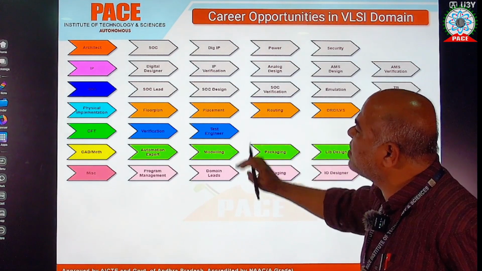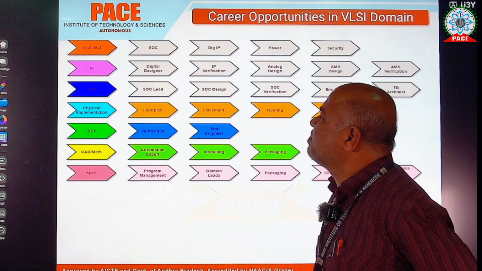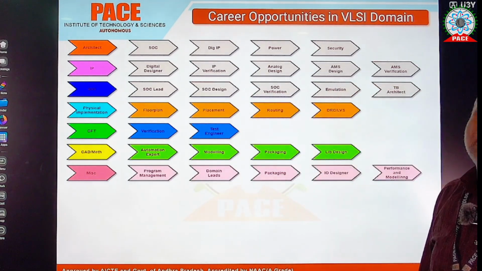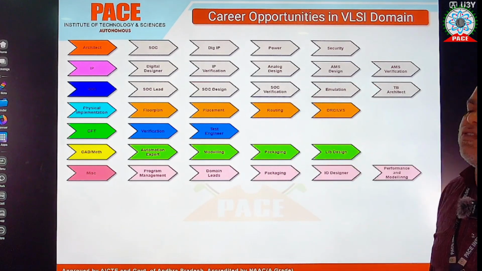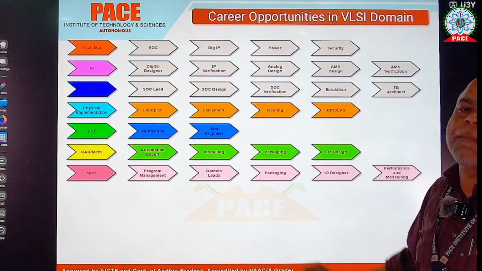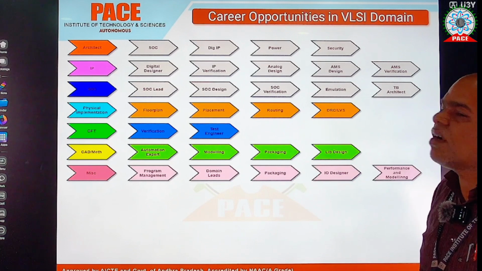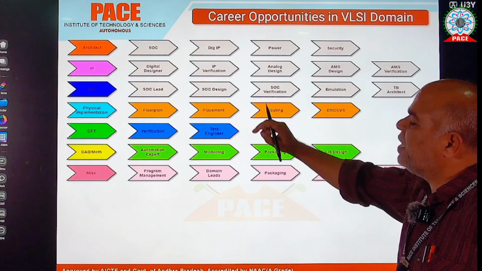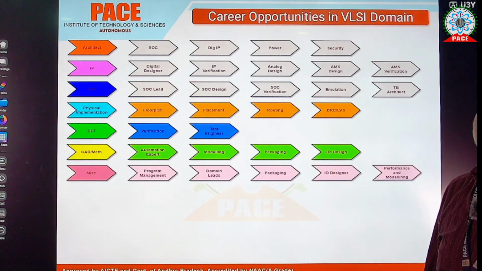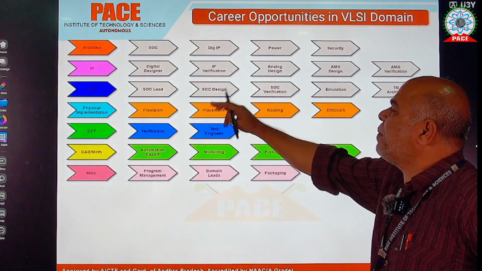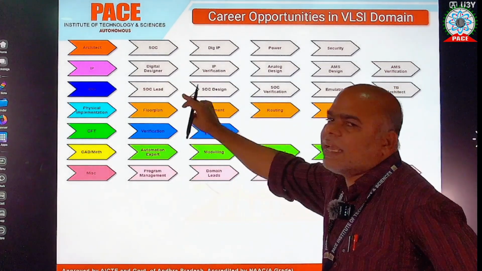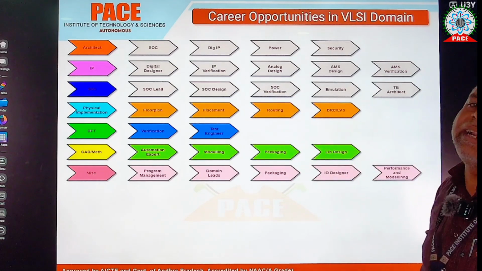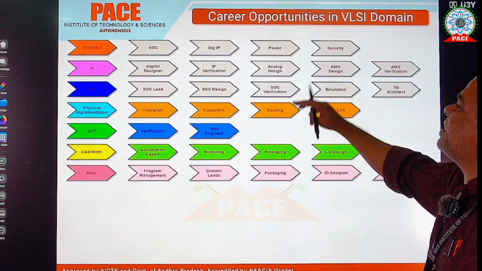Coming to the next, SOC lead. SOC means system on chip, which has a very, very important role in the VLSI system, because it consists of a number of blocks, a number of functional units, a number of devices and a number of interfaces. That is very important. Without SOC, the Apple cannot run. Presently, the Apple company designs the SOC leading and also the SOC design.